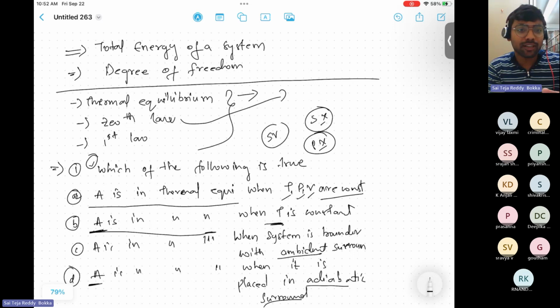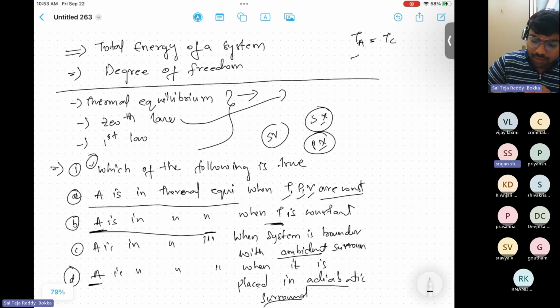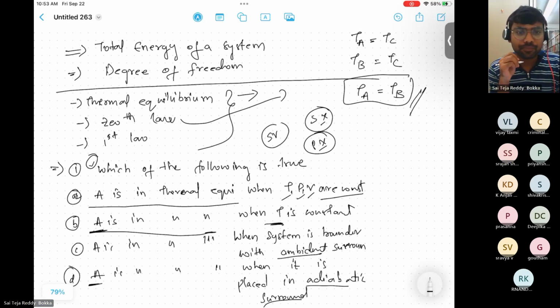First, tell which two bodies are in contact. If A and B are in thermal equilibrium with any third body C, then you can say that A and B are also in thermal equilibrium. We have stated that if TA equals TC and TB equals TC, then TA equals TB. This is what we have discussed in the zeroth law of thermodynamics, right?